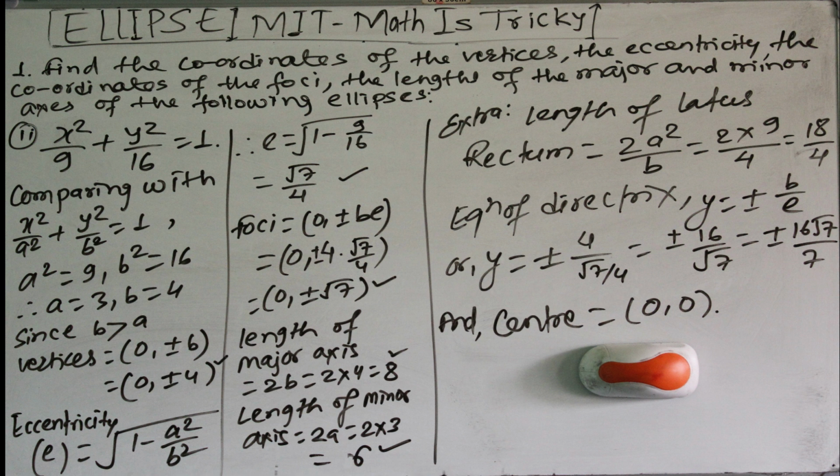Okay, let's solve for length of latus rectum, that is 2a square by b. So it gives here 18 by 4, that means we can write here 4.5. And then equation of directrix is here y equals plus minus b by e, which gives here plus minus 16 root 7 by 7. We can just simplify by putting the value of b and e. Center is again here 0 comma 0.